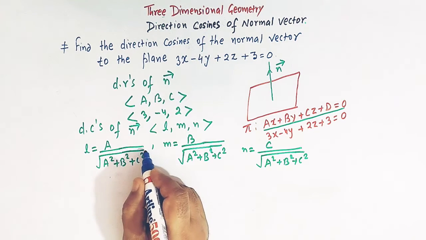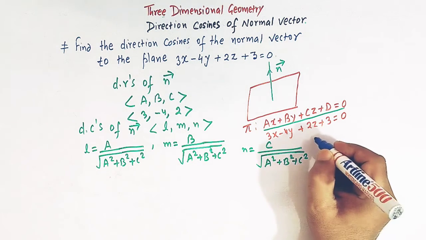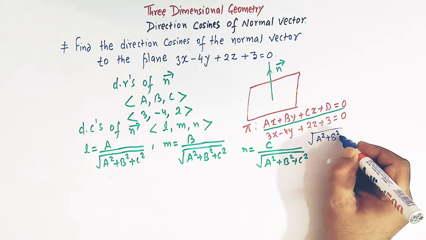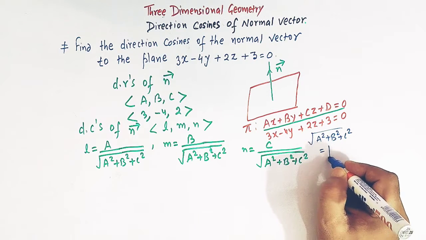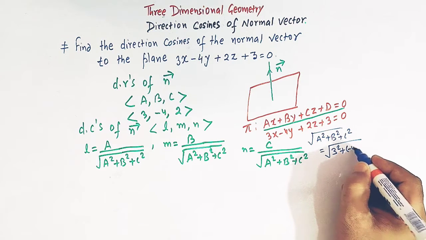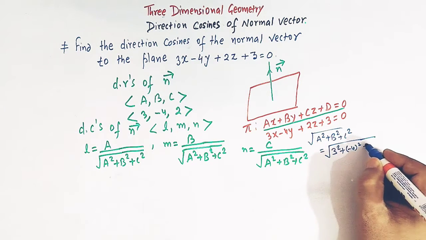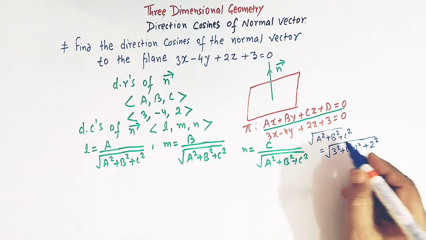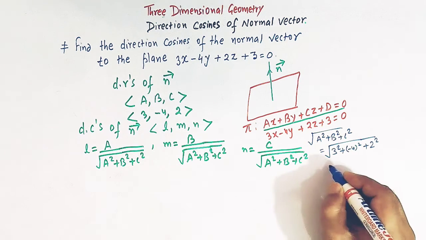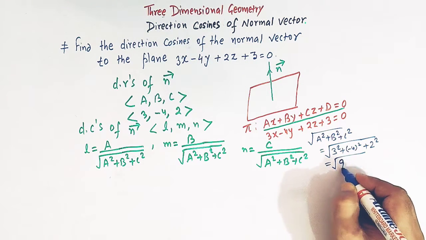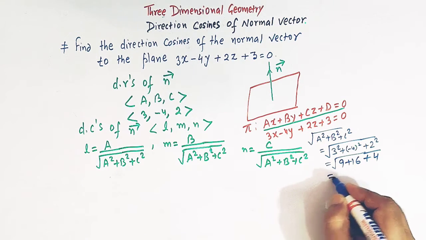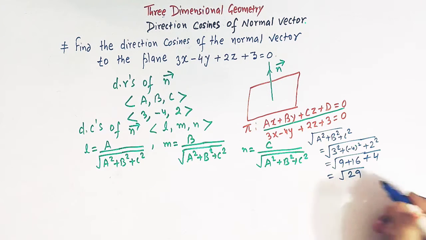So now let us first find this quantity, that is square root of a square plus b square plus c square. So this is equal to square root of 3 square, then we have minus 4 square, and then we have 2 square. We can substitute the values of a, b, and c. So now we have 9 here, here we have 16, and here we have 4. So this is square root of 29.